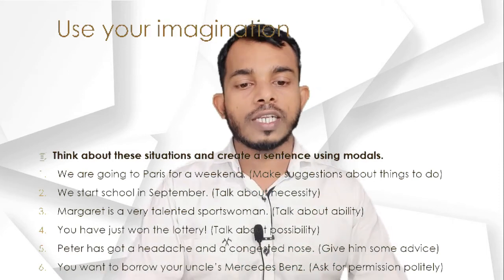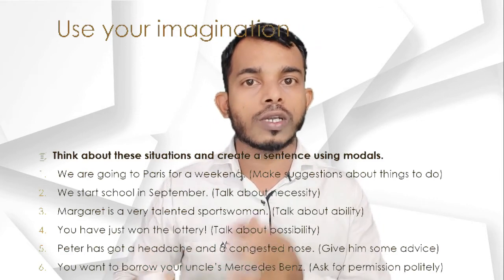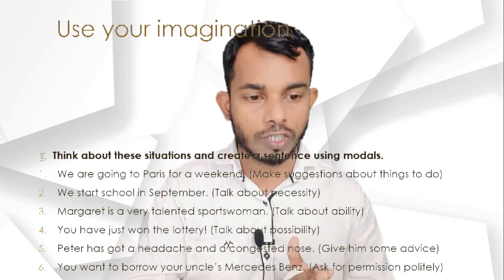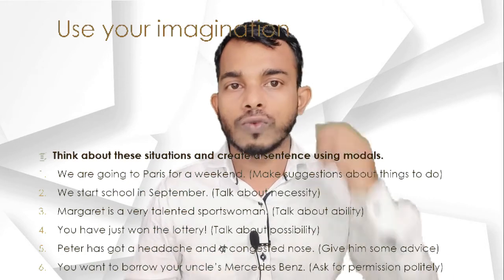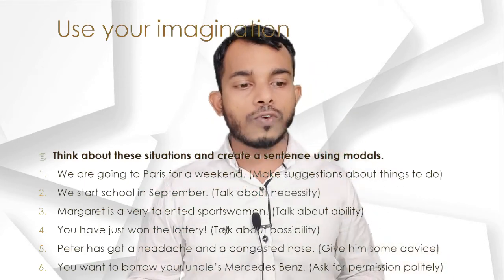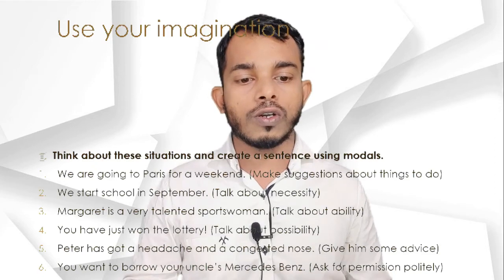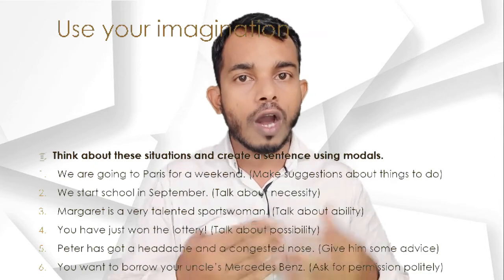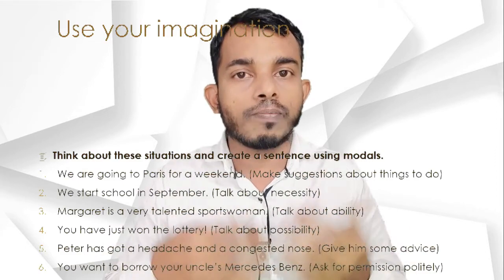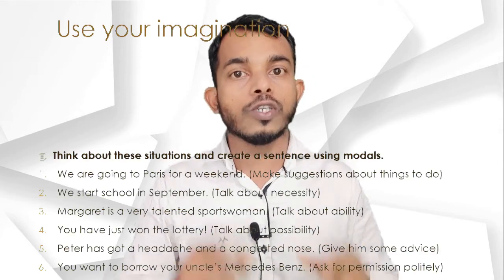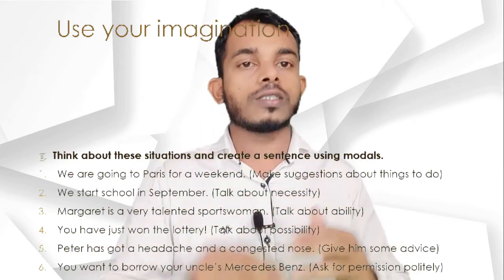Then Margaret is a very talented sportswoman. Talk about ability. How will you talk about her ability using a modal auxiliary? Next one, talk about possibility. Next one, give him some advice. Then ask for permission using a modal auxiliary. The situation is that you want to borrow your uncle's Mercedes Benz. How will you ask your uncle politely for permission? You can express it only using a modal auxiliary.